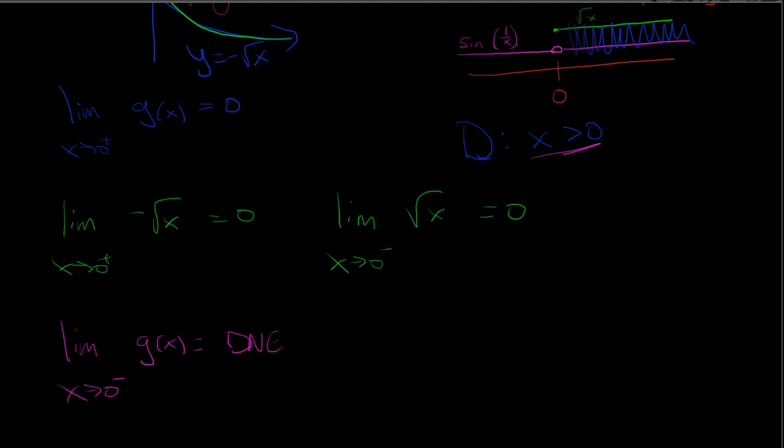And so if we look at just x equals 0 now, as x approaches 0 for g of x, from the left it doesn't exist, from the right it's 0, because those two do not agree with each other, we say the limit does not exist. Let's look at another one.